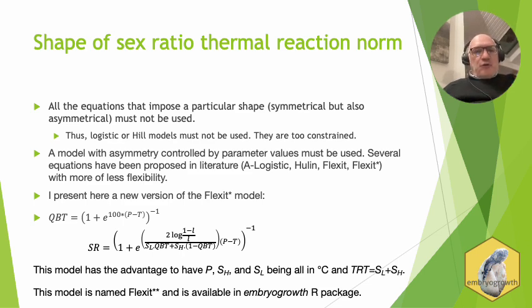I present here a new version of the flexit star model. This model has the advantage of having all three parameters P, SH, and SL in units of degrees Celsius, and the TRT is simply the sum of SL and SH. This model is named Flexit Double Star and is available in the HelpersMG package that you can find in CRAN.